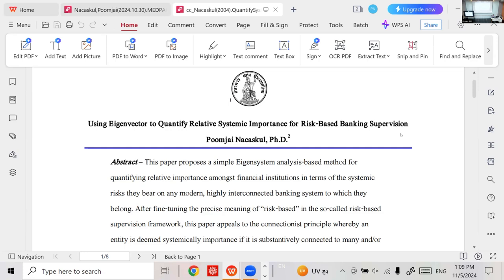Okay, and so I'll do that a little bit. Now what I have here is quite interesting. It's a little bit of my personal history. This was my proposal back in 2004, literally 20 years ago when I drafted this. This was when I was working for the Bank of Thailand: use an eigenvector to quantify relative systemic importance for risk-based banking supervision.